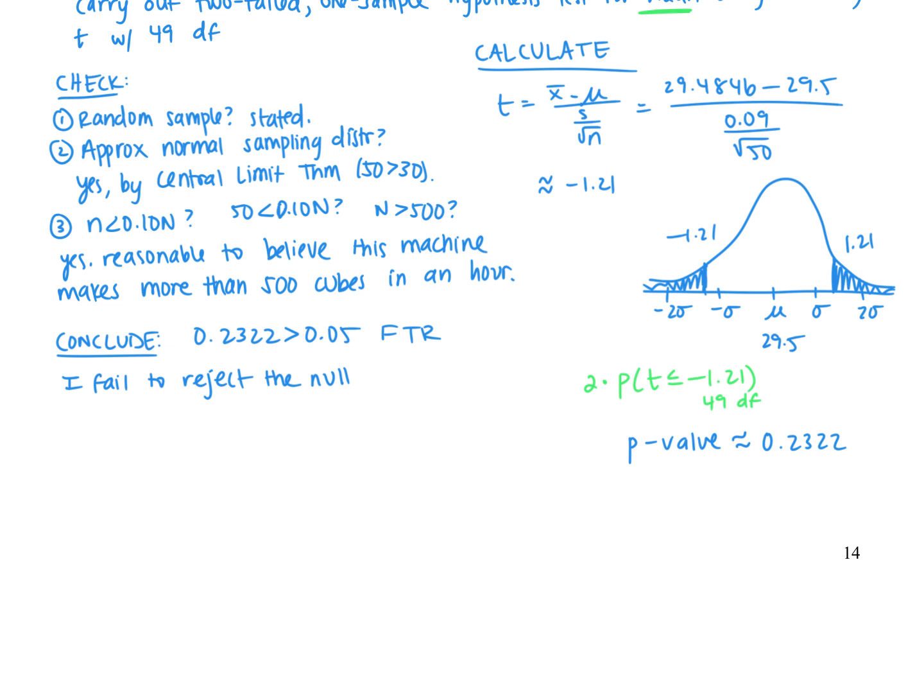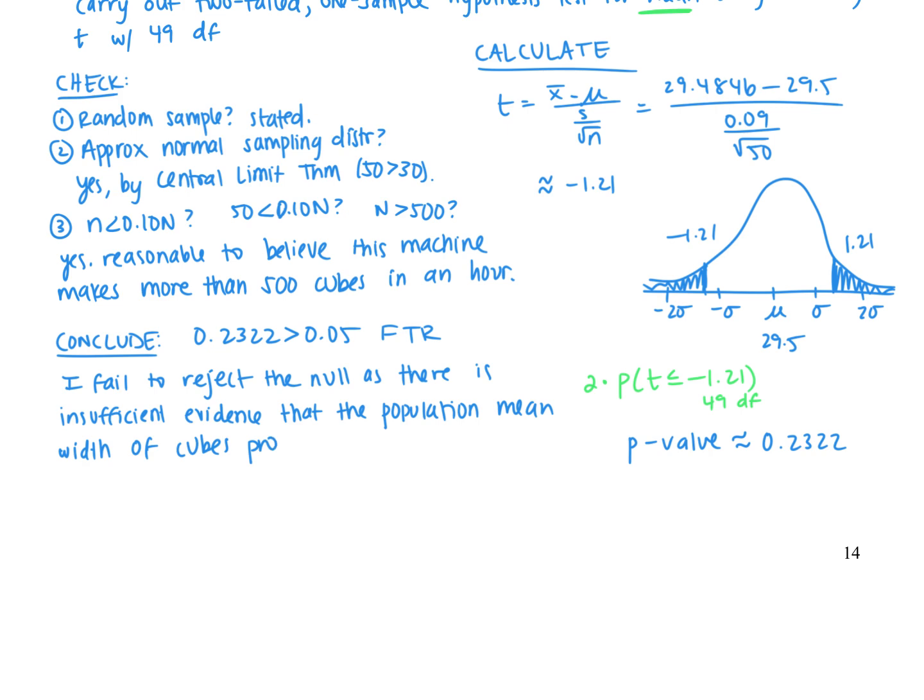If we fail to reject the null, that does not mean we believe the null. It does not mean we accept the null. All that it means is there's not enough evidence for the alternative. So that's what we need to put in words. I fail to reject the null as there is insufficient evidence that the population mean width of the cubes produced this hour is not 29.5 millimeters. All I did was copy that word for word from the question.